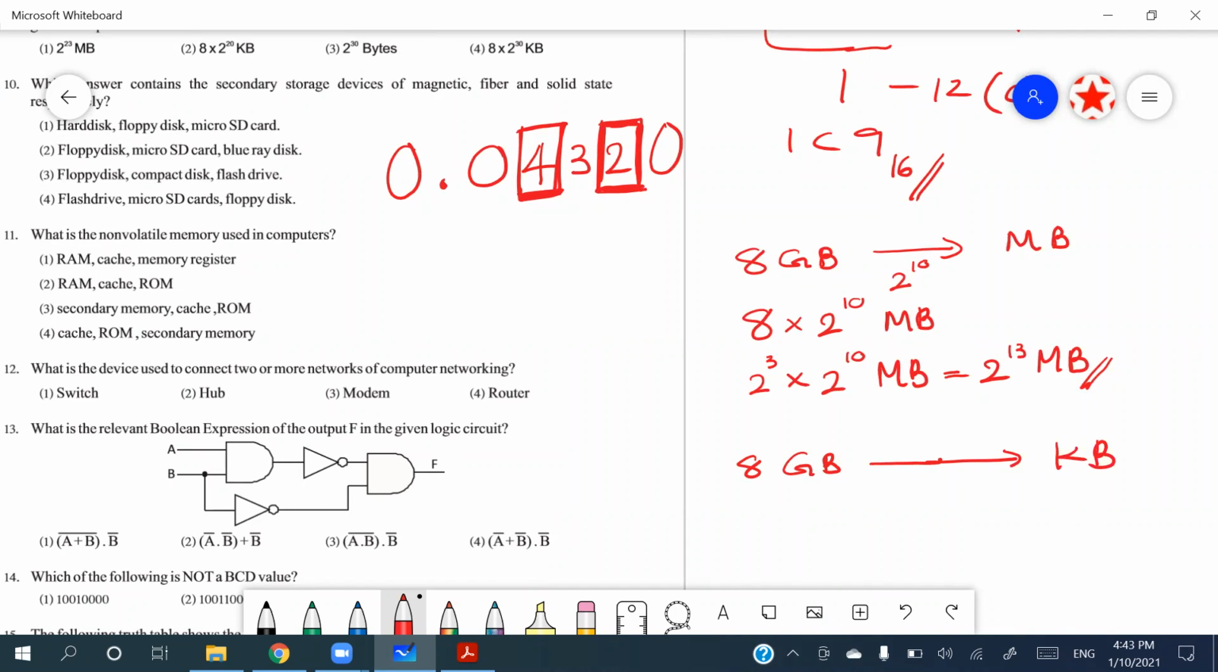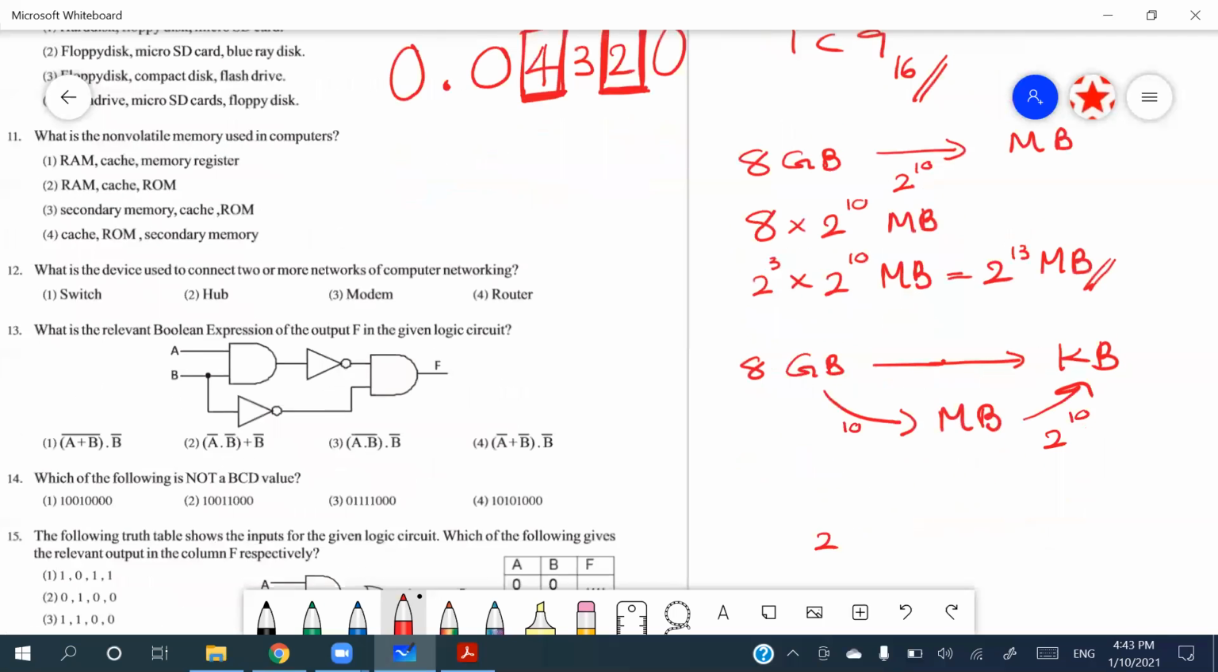into a kilobyte. So GB is going to be an MB, MB is going to be KB. So GB to KB, you need 2 to the power 10. MB to KB, you need another 2 to the power 10. Because 1 GB equals 2 to the power 10 MBs or 1024 MBs. And 1 MB is equal to 2 to the power 10 KBs, right?